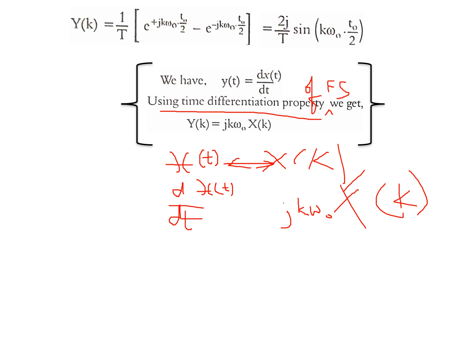That is d by dt. If x of t has the Fourier series x of k, then the differentiation of x of t will have the Fourier series simply j k omega naught into x of k. If you already know the Fourier series of x of t, then you don't have to calculate the Fourier series of the differentiation of x of t again. You simply multiply j k omega naught to x of k, and you will get the required answer. This is the advantage of the property.